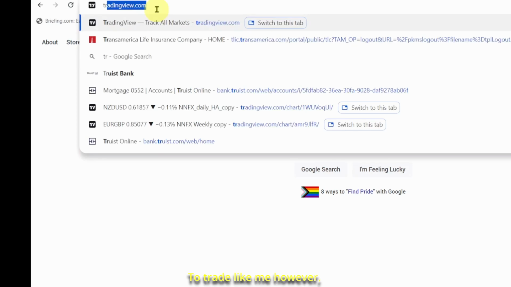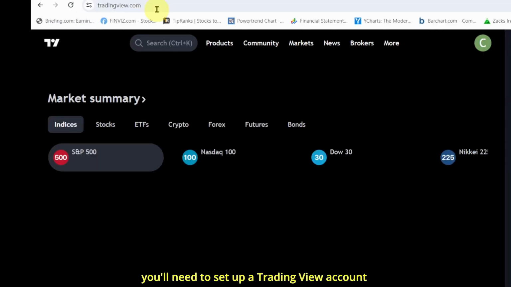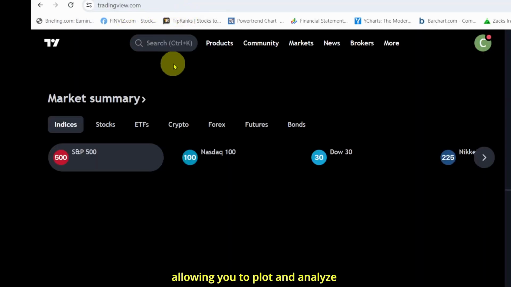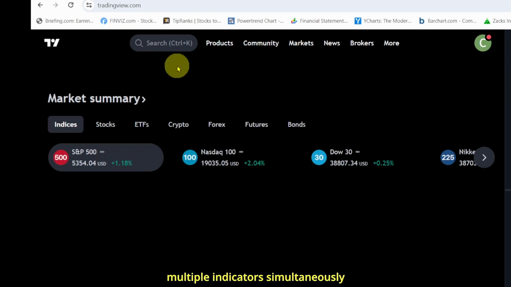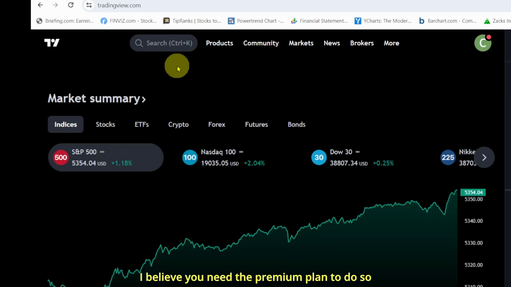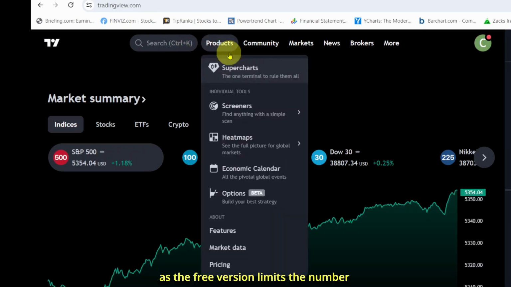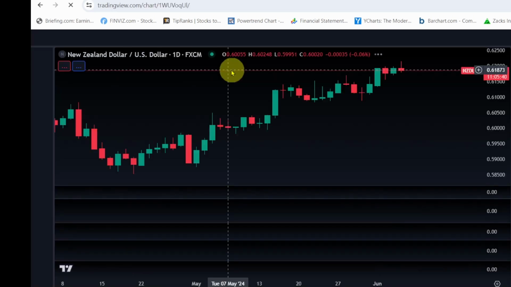To trade like me, however, you will need to set up a TradingView account, allowing you to plot and analyze multiple indicators simultaneously. I believe you need the premium plan to do so, as the free version limits the number of indicators you can use on your chart at once.